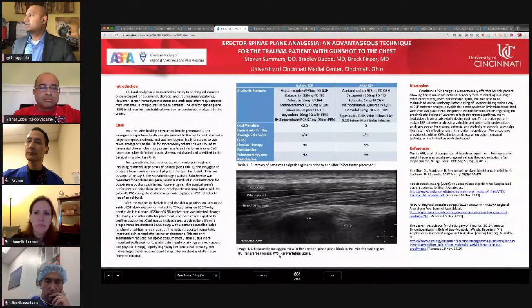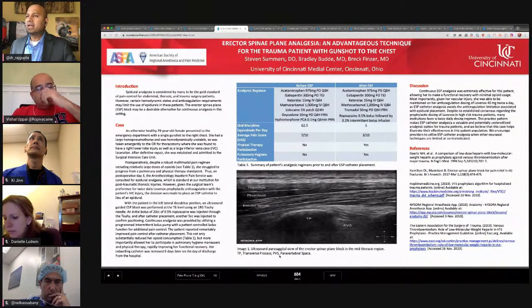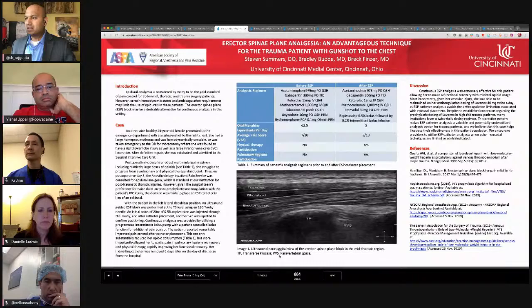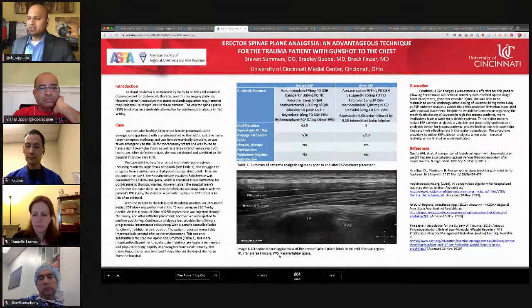This is coming from University of Cincinnati. This is a case report of a 29-year-old woman who had a gunshot wound to the right chest, had a hemopneumothorax, I presume a chest tube, but she also had an IVC injury. So there was an anticoagulation concern post-operatively where they couldn't perform an epidural for this patient. And so they chose to place an ESP block at T6 with a catheter placement.